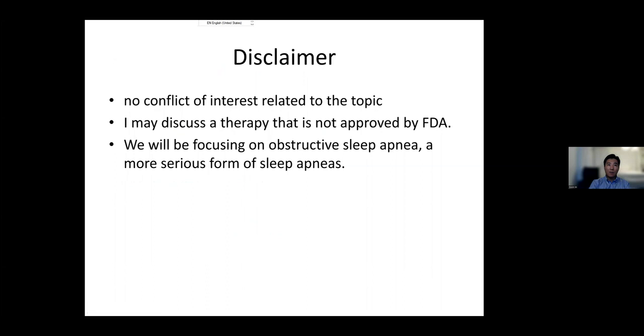I do not have any conflict of interest. I may discuss a therapy that is not necessarily approved by the FDA for sleep apnea treatment. We'll be focusing on obstructive sleep apnea, which is a more serious form of sleep apnea.